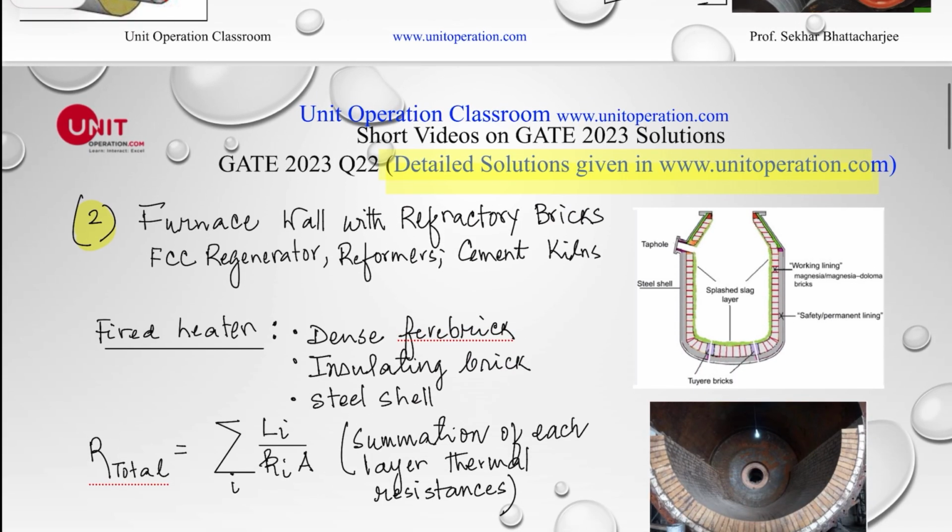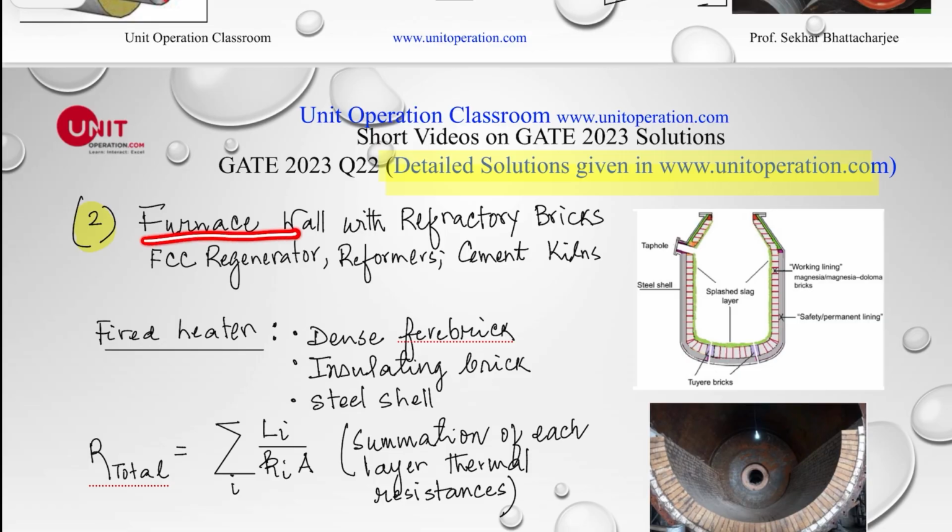The same thing applies to, let's say, a furnace wall with refractory bricks, which could be an FCC regenerator, reformer, or cement kiln. We have resistances in series. In a fired heater, we know we have the dense fire brick.